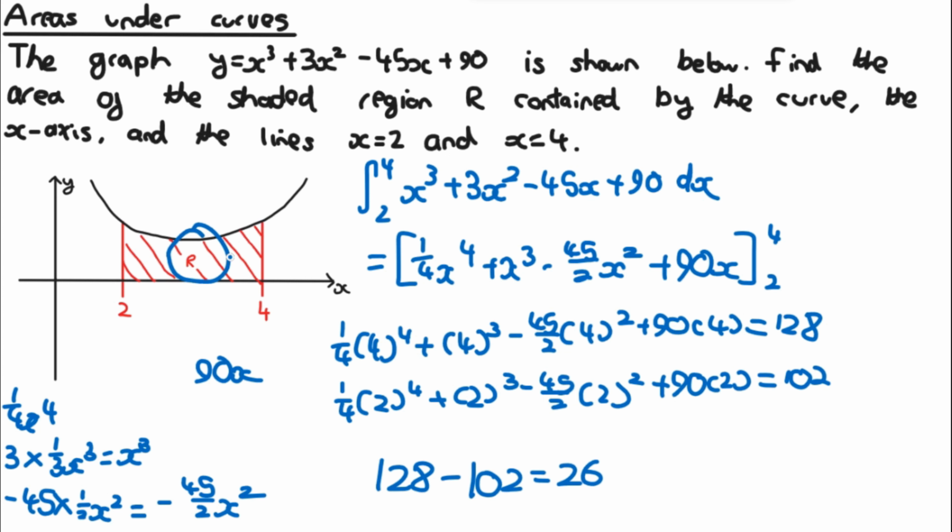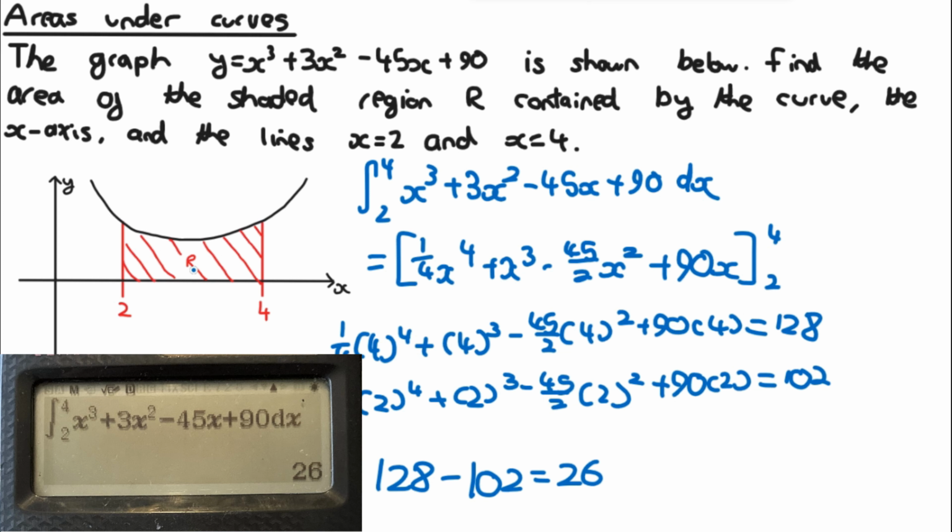So the area of this region here is 26, and I talked about in the previous integration video. Go back to that if you haven't watched it and you don't know what I'm talking about. There's a really good way to check using your calculator by putting this integral into your calculator, this definite integral, and it also gives out the value of 26. Remember, you can only use this to check the answer. You can't just do that to get the answer, but it's a really powerful way to know that you've got the answer right.